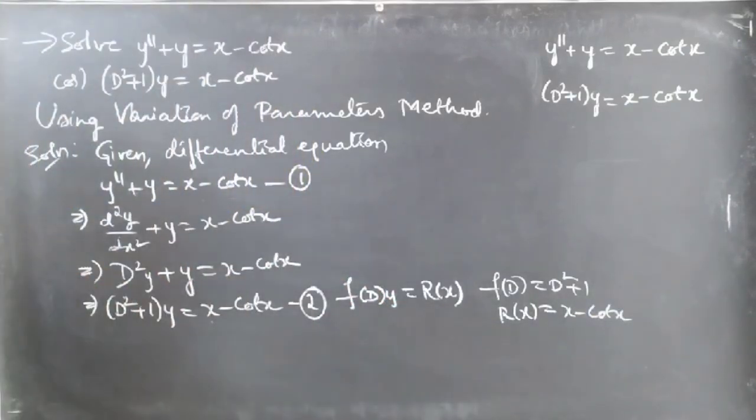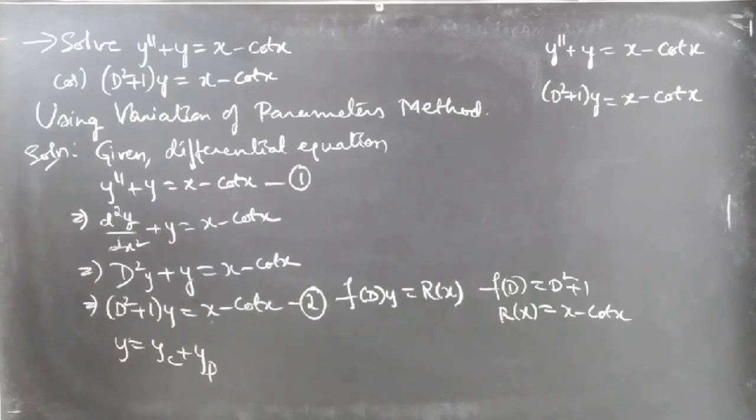Now we'll find the solution to the given equation, or the general solution, using y equal to yc plus yp. Here yc is a complementary function, yp is a particular integral. We'll find yc using the auxiliary equation and later using yc we'll find yp.